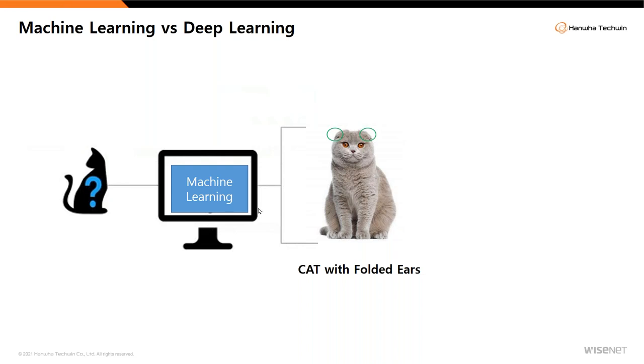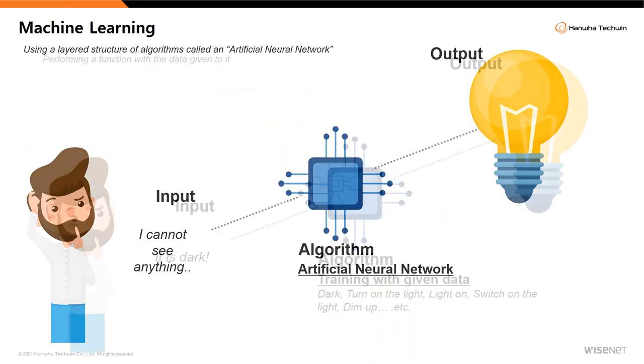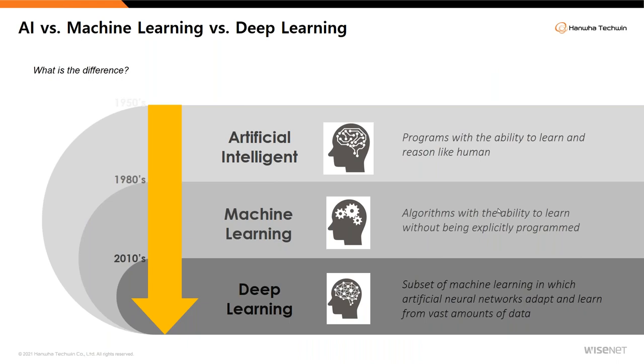Now what is deep learning? In deep learning, I don't have to type a code and say look for pointed ears. Instead, I only show photos of thousands of cats, different breeds, different colors, different heights and sizes. I will show videos and photos in front of the camera, and the camera starts to learn by itself. Who does this kind of learning? Human beings. We learn that way.